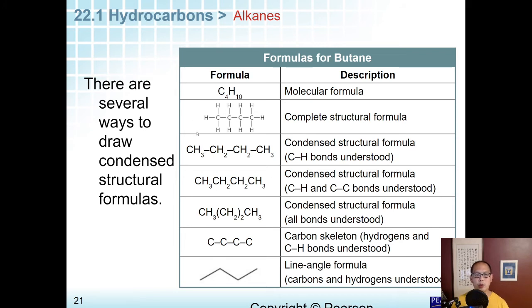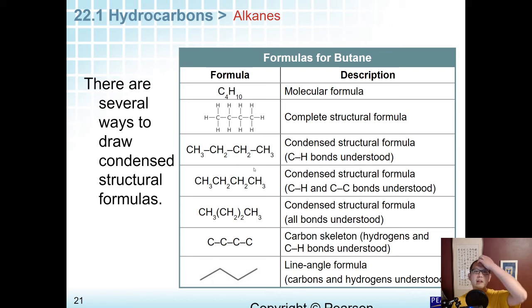Now, there are several ways to draw condensed structural formulas, and here are some of the ways, and this is what you're going to be practicing today. So, butane is C4H10. The complete structural formula has 4 C's with 10 H's around it. A condensed structural formula with CH bonds understood just writes CH3, CH2, CH2, CH3.